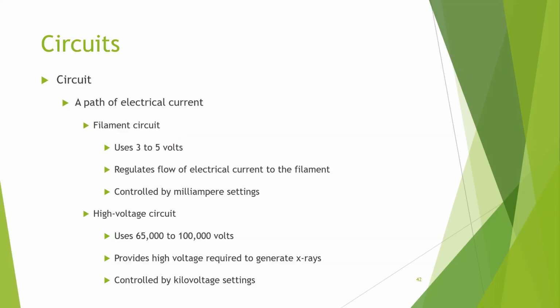All right, so we use two types of circuits in dental radiology. There is the low voltage circuit, which is also called a filament circuit, and it uses 3 to 5 volts. It regulates the flow of electrical current to the filament. It's controlled by the milliampere settings. And then the high voltage circuit, which uses 65,000 to 100,000 volts, and it provides the high voltage required to generate X-rays. It's controlled by the kilovoltage settings.